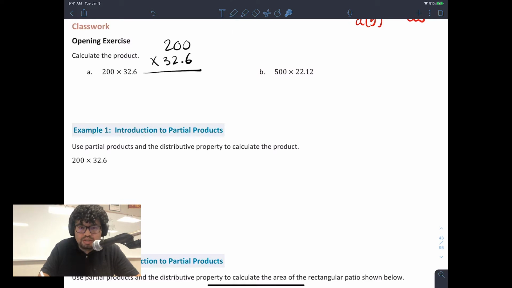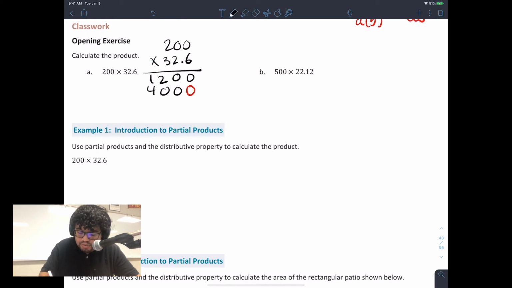First we start with the 6. 6 times 0 gives us 0. Then 6 times 0 gives us 0. Then 6 times 2 gives us 12. Now I'm going to put a placeholder, because I'm going to work with the 2. So 2 times 0 gives me 0. Then 2 times 0 gives me 0.